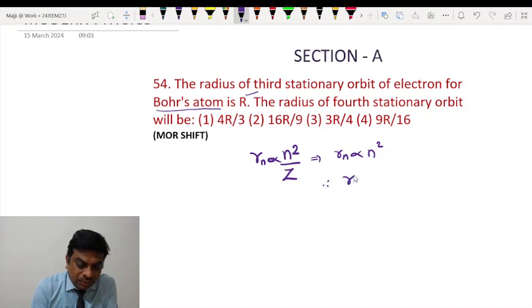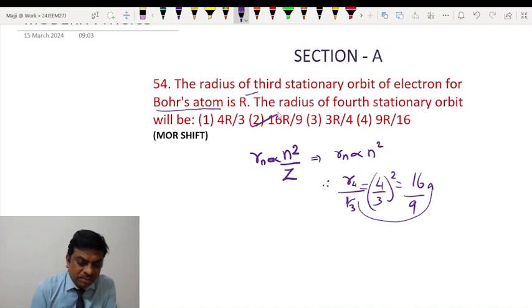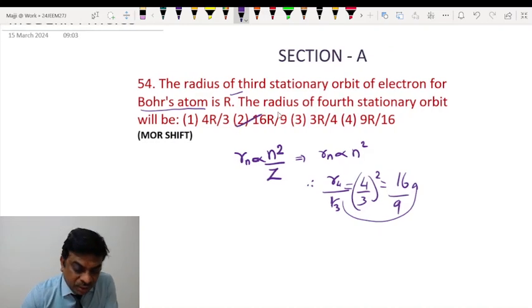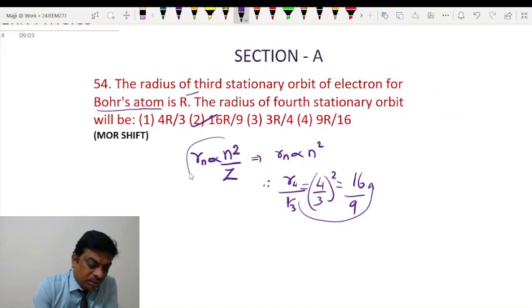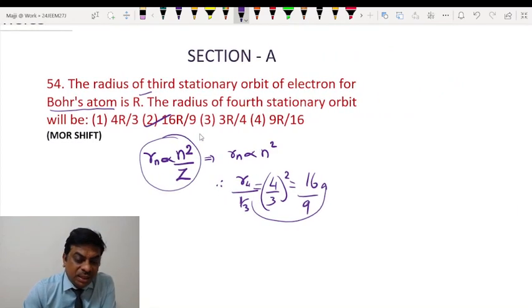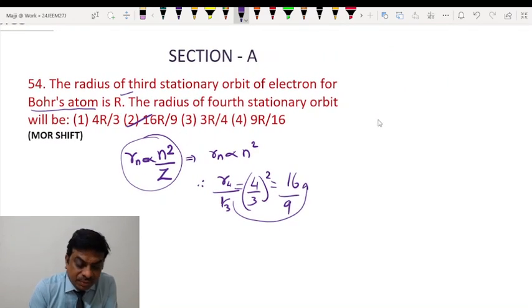Okay. So we require the radius for fourth orbit, whereas the radius of third orbit is given. So we have (4 by 3) whole square, that is 16 by 9. So 16 by 9 times r. This is the final answer. Now suppose students you forget this result, then what you will do? You can derive it in the exam immediately, because it is very simple.